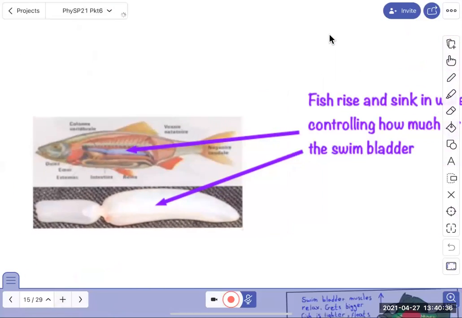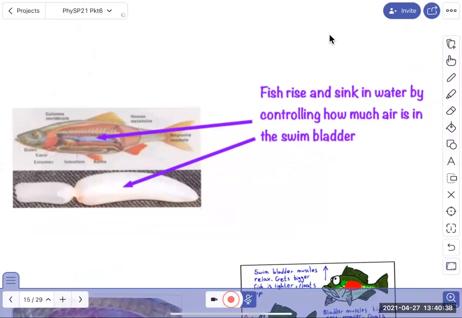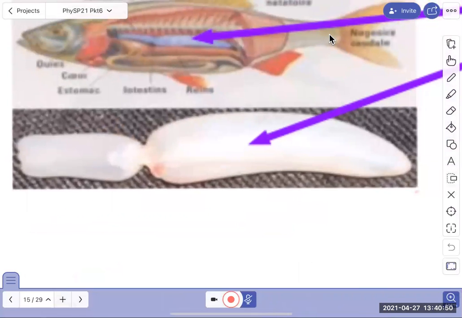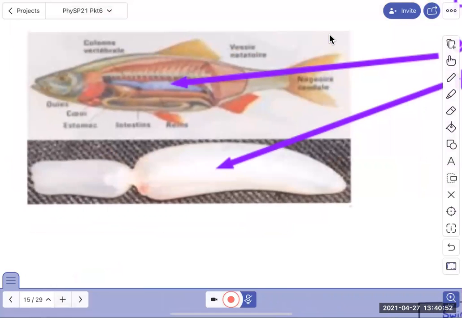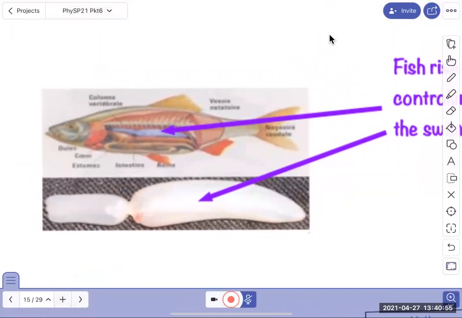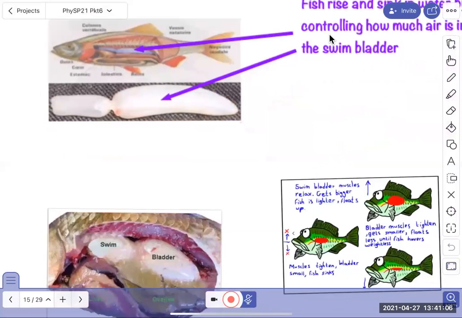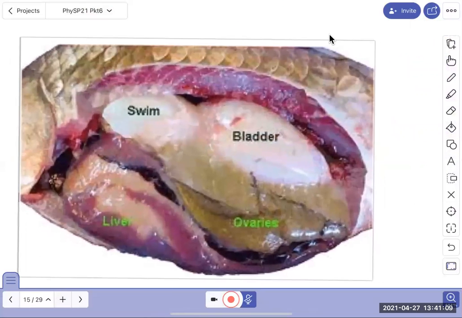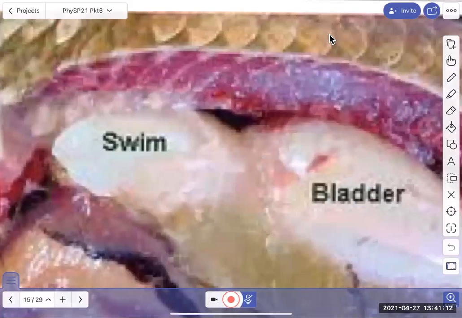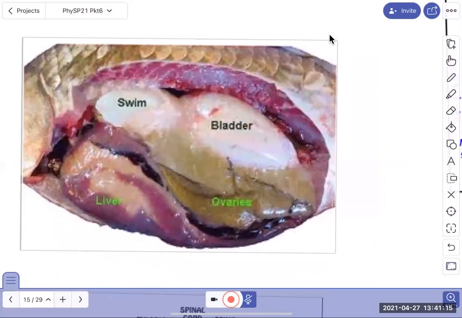Inside a fish, these fish rise and sink in water by controlling how much air is in the swim bladder, with they constrict their muscles. This is an actual picture of a swim bladder. You don't eat that. When you first skin a fish, and I'm no fisherman, you pull out that swim bladder. Somebody in my last hour said, "Oh yeah, you toss that." Here's a more dissected fish where it shows the swim bladder up there, right above the ovaries.